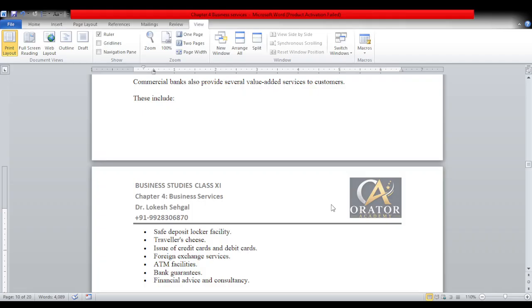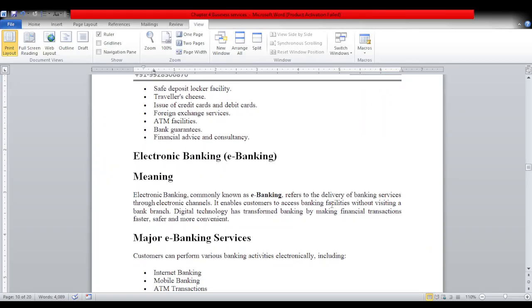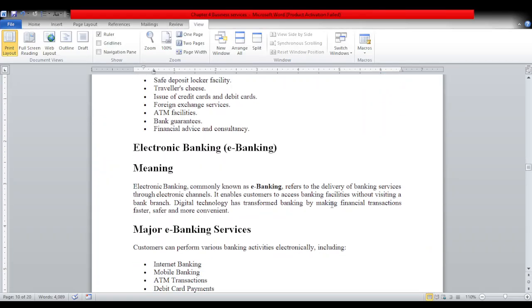So banks provide guarantees, and lastly, financial advice and consultancy. So these are the general utility functions that are provided by the commercial bank to various organizations and its customers.